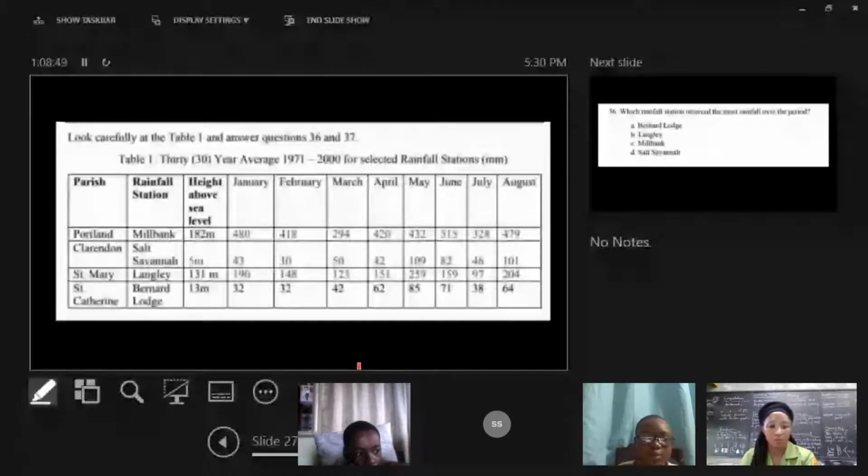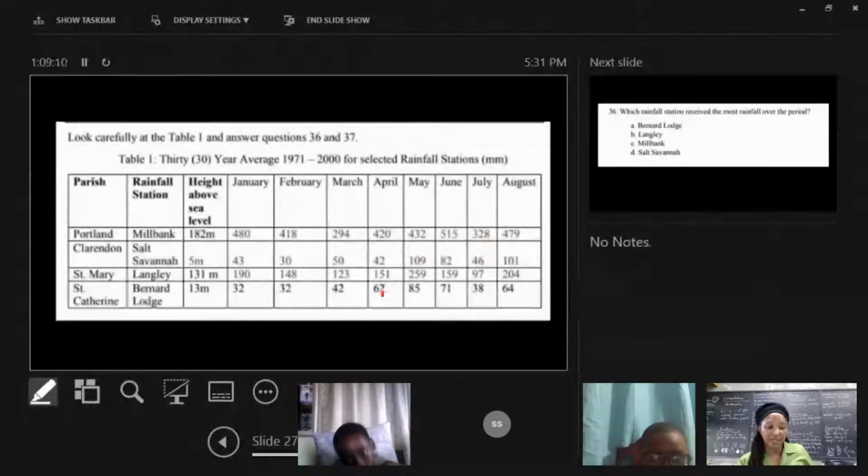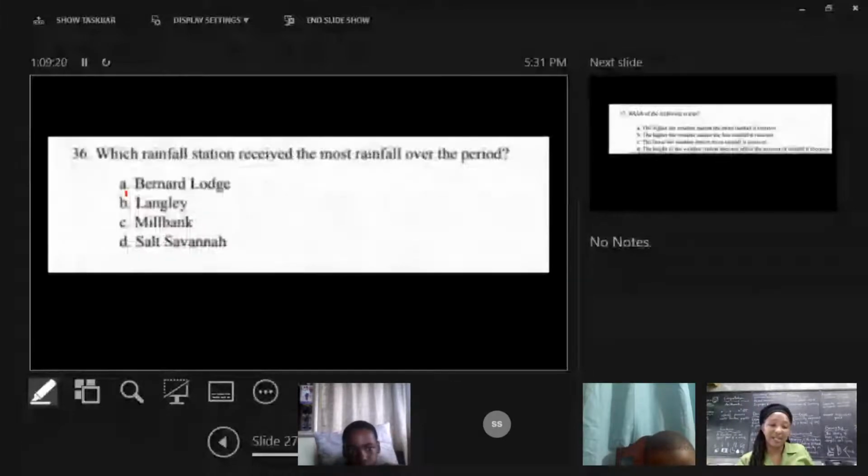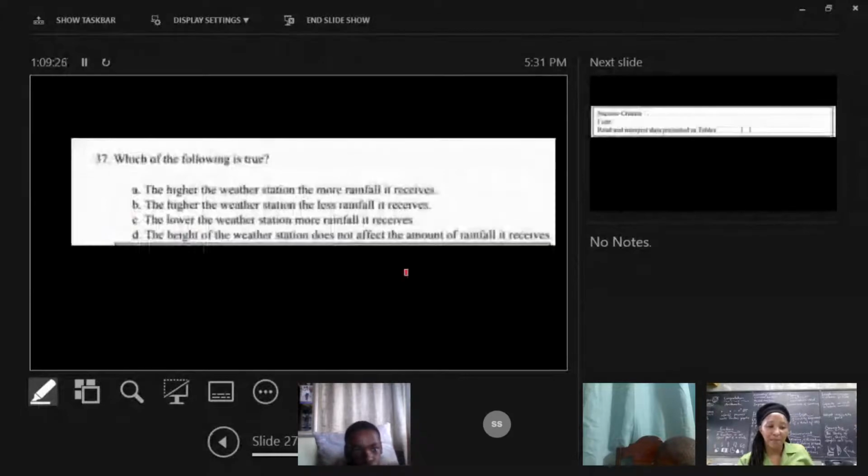Miss, I say Millbank. Millbank, for 5 of the months. You see that? For 5 of the months, it's in the 400s, and the others are nowhere near that. So you're correct. It's C, Millbank. Jaden, 37.